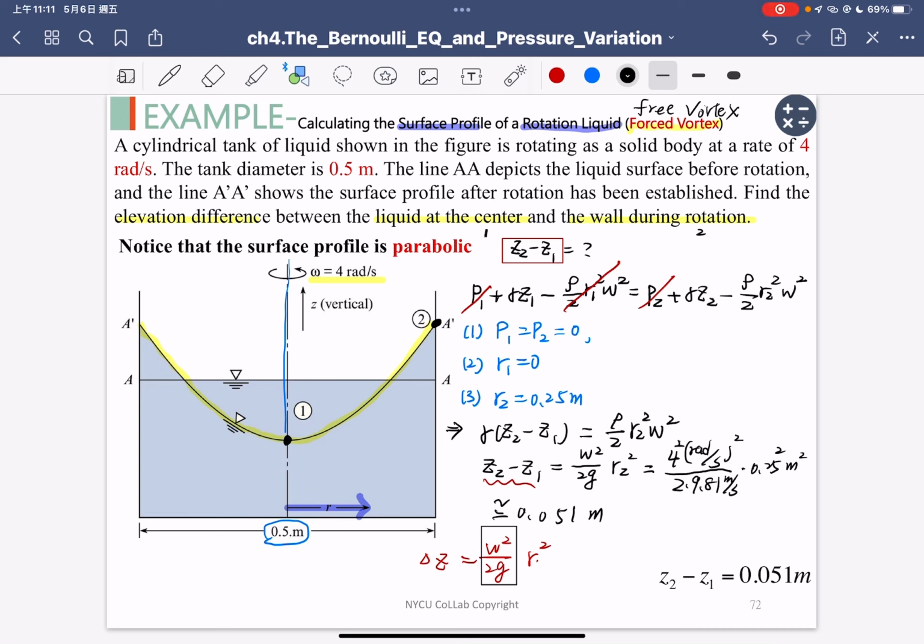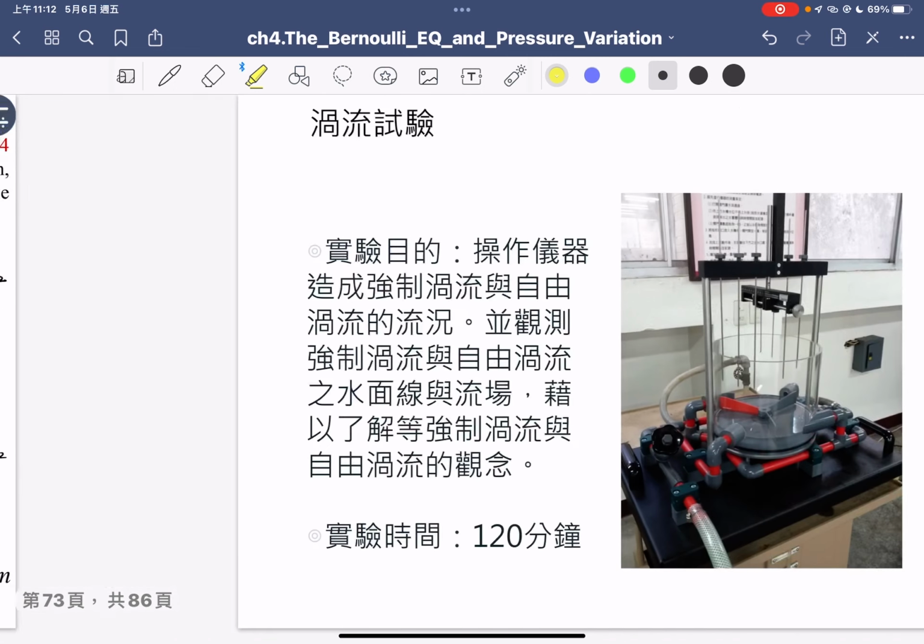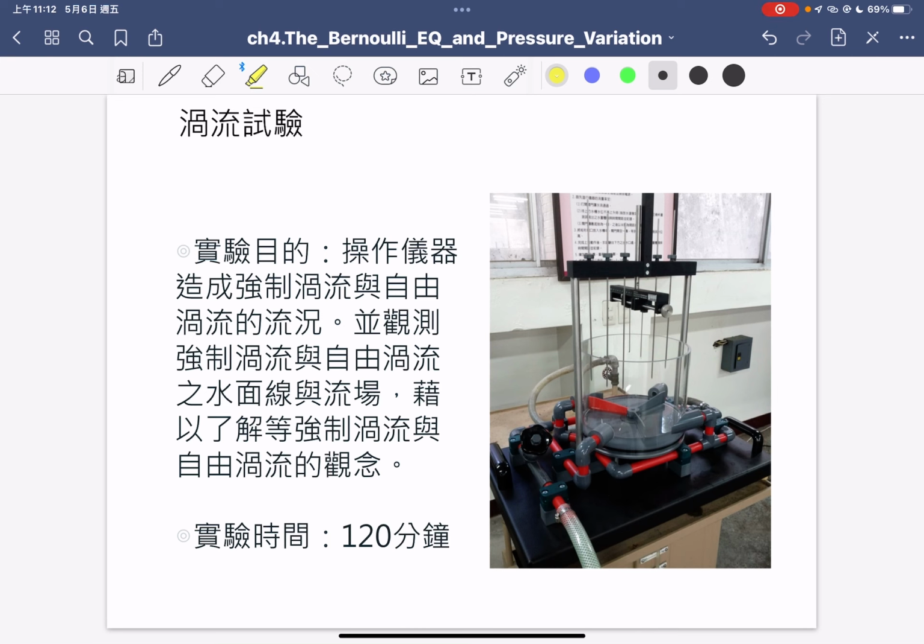Okay, so you can try to imagine if the omega is too large. If the omega increases a lot, then the shape here will be much deeper, right? Because the omega increases. So you can adjust the different omega rotational speed, and then you can see the different surface profile shape. Okay, so next semester we have one experiment laboratory.